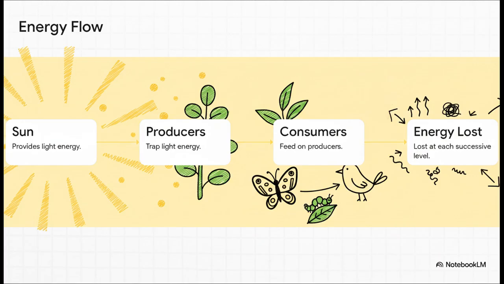As you move up the food chain, a huge chunk of energy is just lost as heat or through respiration and excretory activities. Because of this massive energy drain, food chains almost never go past 4 or 5 levels. There literally just isn't enough energy left to sustain anything higher.